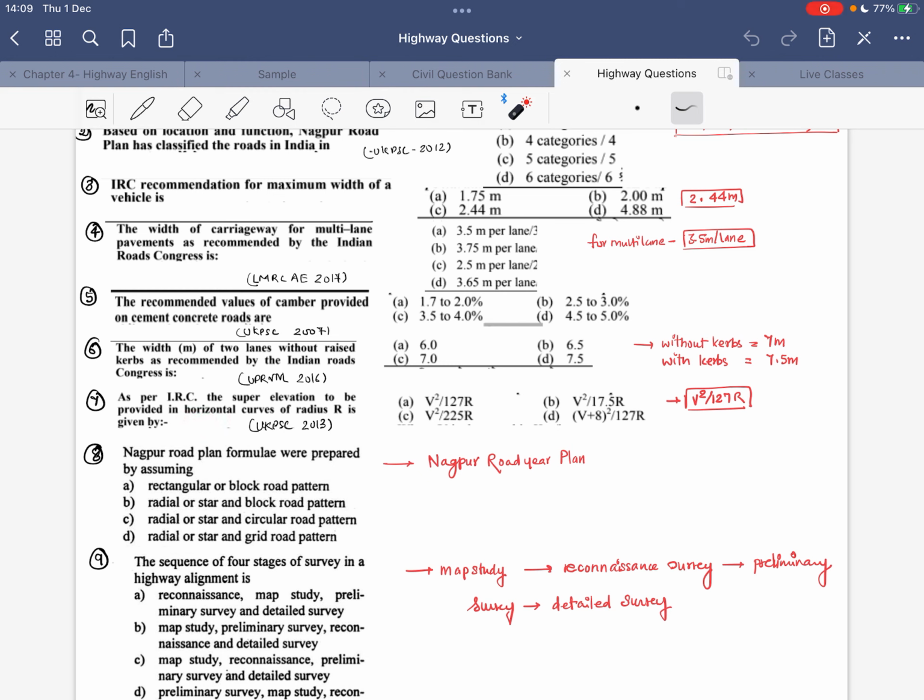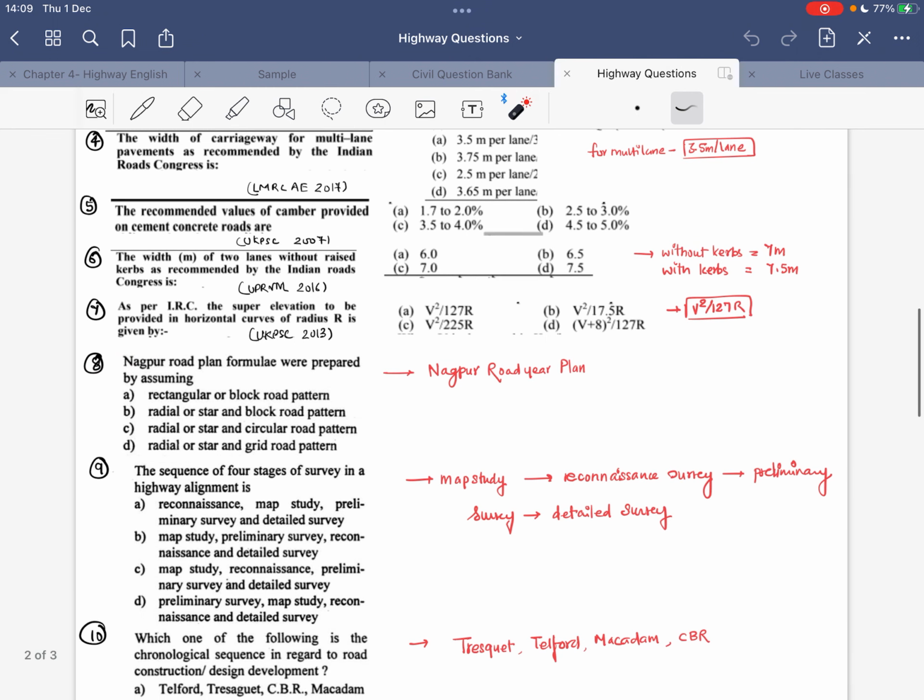As per the IRC, the super elevation to be provided in a horizontal curve: the expression of super elevation is e = V squared upon 127 R. Next, the Nagpur road plan formula was prepared by assuming what? This is a very common question asked in various competitive examinations. We have already covered that the Nagpur road plan was based on the radial or star and grid pattern. So option D will be the right answer.